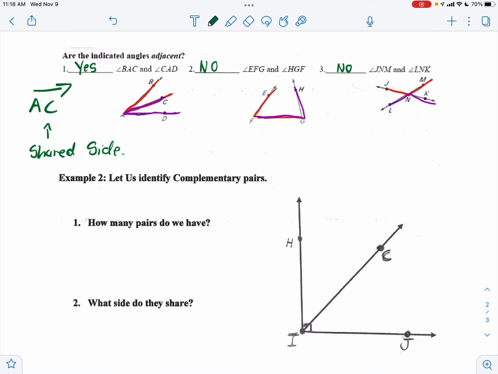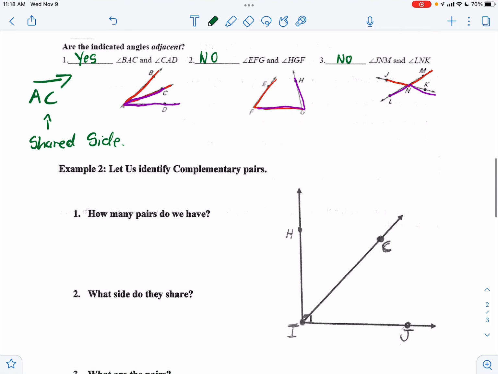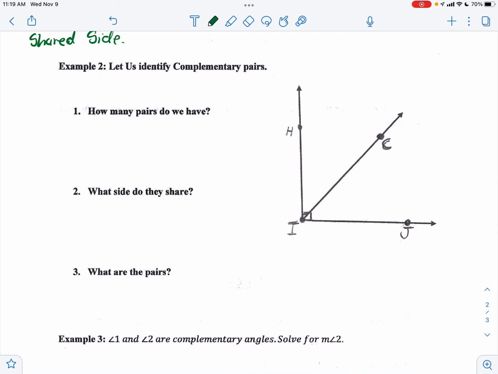Good. So let's now move on to example 2. It says, let us identify complementary pairs. Remember complementary pairs. Two angles that add up to 90 degrees. All right, I'm going to just write that out. So we need to figure out how many pairs we have. For complementary pairs here, we have about 2 pairs.